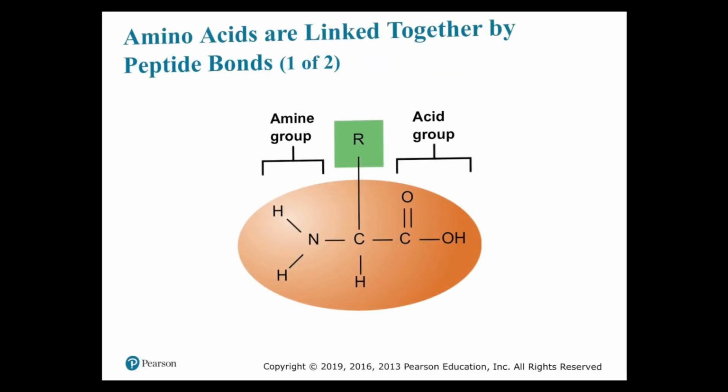This figure shows a generalized example of an amino acid. It's made up of a central carbon, an amine group, an acid group, the carboxyl acid there, a hydrogen, and a variable side chain that is shown as R. All 20 amino acids are similar in that they have the amine group, the hydrogen, the acid group, and the central carbon, but they differ in terms of their R.